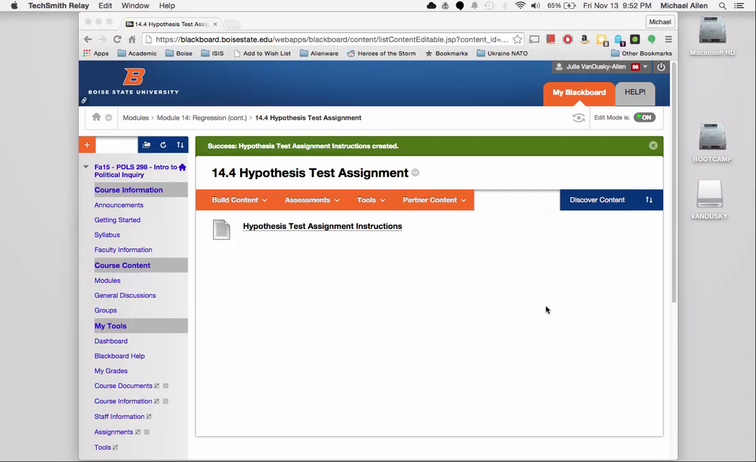The specific instructions and grading criteria for the assignment are available in a Word document on Module 14 of Blackboard. You should read the document before watching the rest of this video and refer to the document when writing your paper.